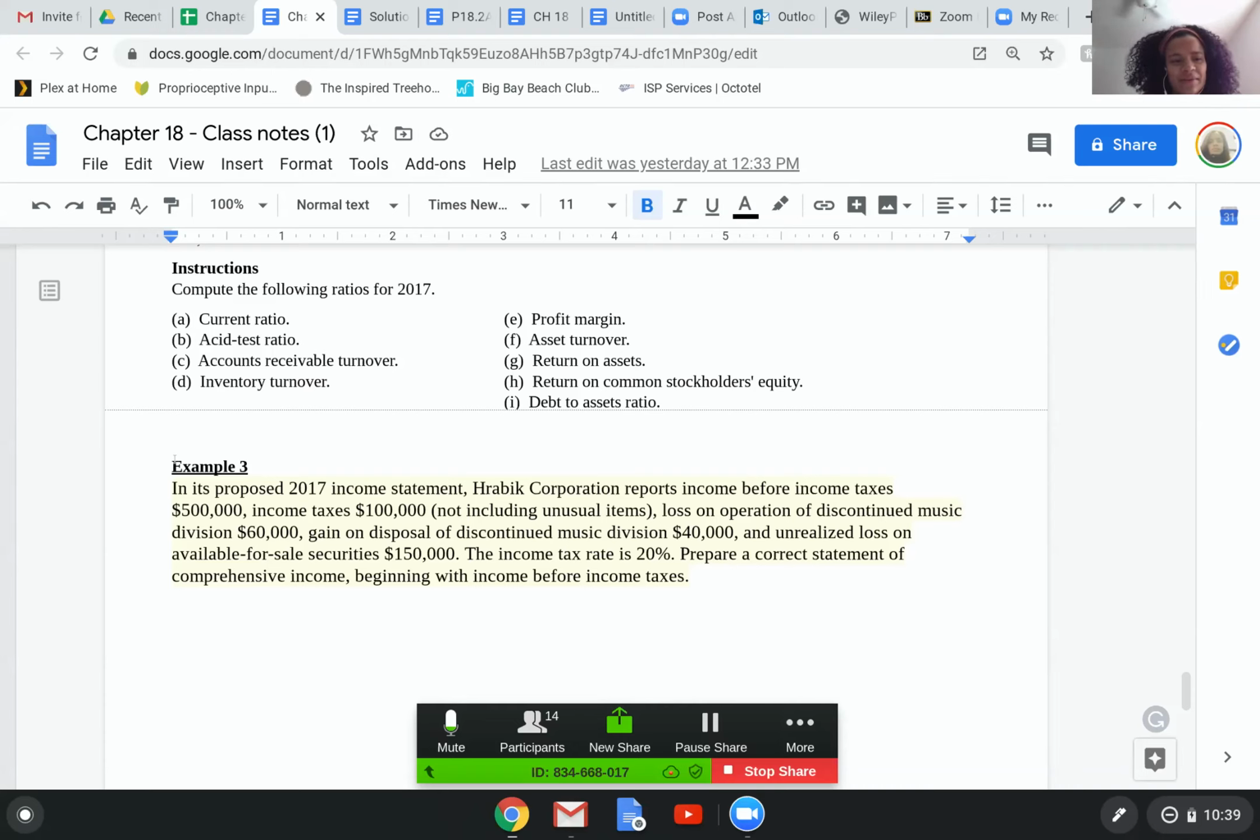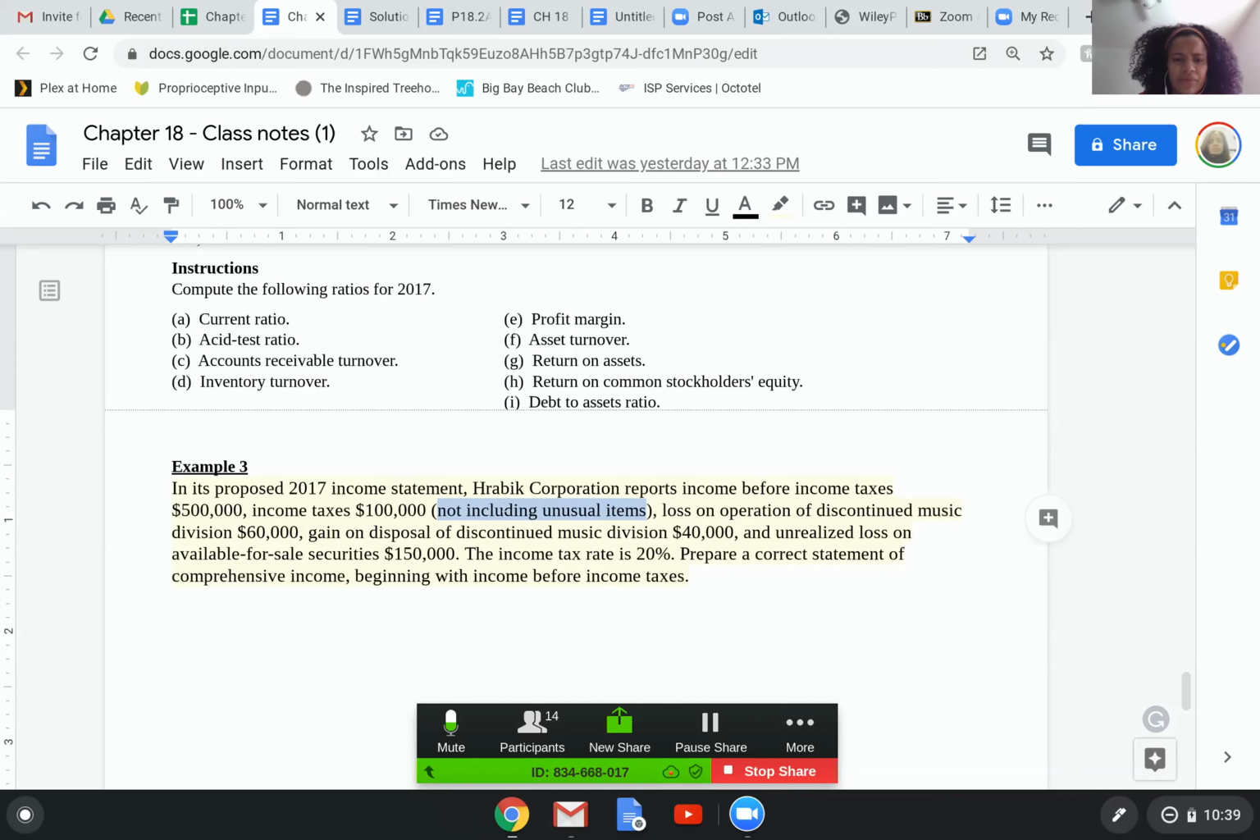All right, so example 3. In its proposed 2017 income statement, Rabbit Corporation reports income before income taxes of $500,000. So that's obviously a line on the income statement that comes a few lines before net income. The income taxes are 100,000. And this is not including unusual items. And remember yesterday in the notes, we said that these unusual items are the things that we show separately because they are not going to repeat.